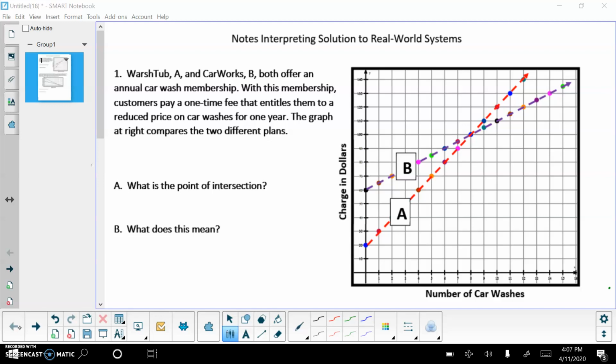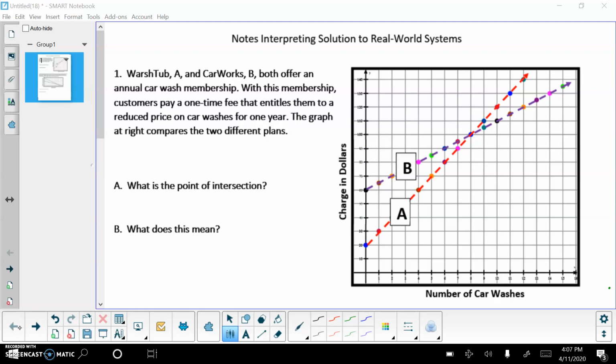So our first example, Wash Tub, which is graphed as graph A, and CarWorks, which is graphed as graph B, both offer an annual car wash membership. With this membership, customers pay a one-time fee that entitles them to a reduced price of car washes for 1 year. The graph at the right compares the two plans. What is the point of intersection?